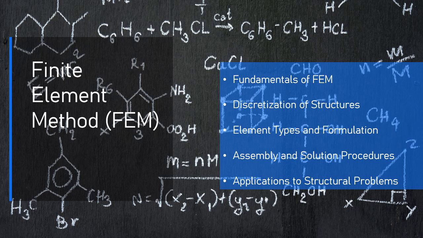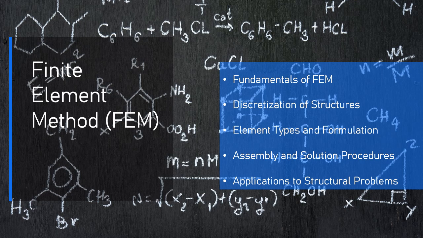2. Element stiffness matrix. The stiffness matrix for each element is derived from the principle of virtual work or minimum potential energy. This matrix relates the nodal forces to the nodal displacements. For example, in the case of a 1D truss element, the stiffness matrix is defined as K = (EA/L) [[1, -1], [-1, 1]], where E is the Young's modulus of the material, A is the cross-sectional area of the element, and L is the length of the element.